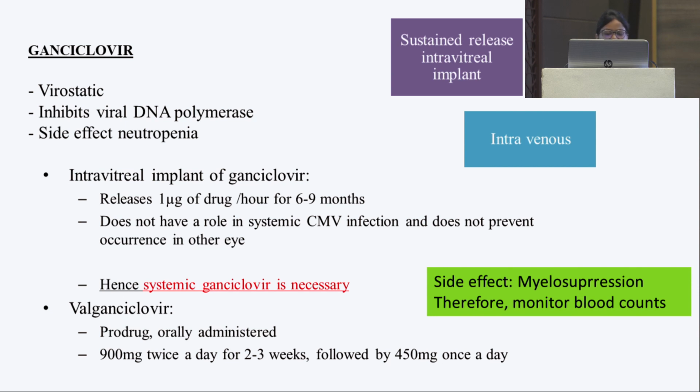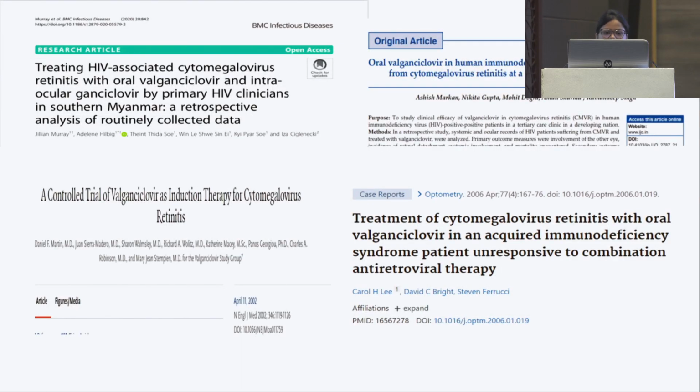But we know that CMV infection is a systemic infection, and therefore systemic therapy is a must. So oral valganciclovir, which is a prodrug of ganciclovir, is given at the dose of 900 milligram 2 times a day for 2 to 3 weeks, followed by 450 milligram once a day. The side effect associated with this is myelosuppression, therefore a CBC count should be monitored. There are multiple reports which have shown that oral valganciclovir is equally efficacious as intravenous ganciclovir, and therefore can be used as a monotherapy.